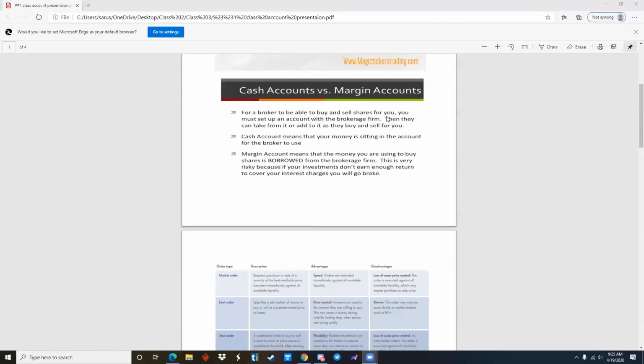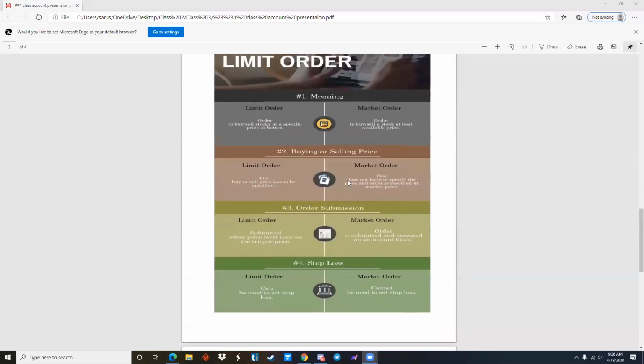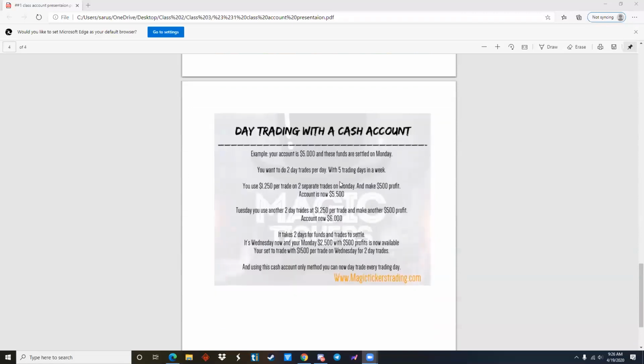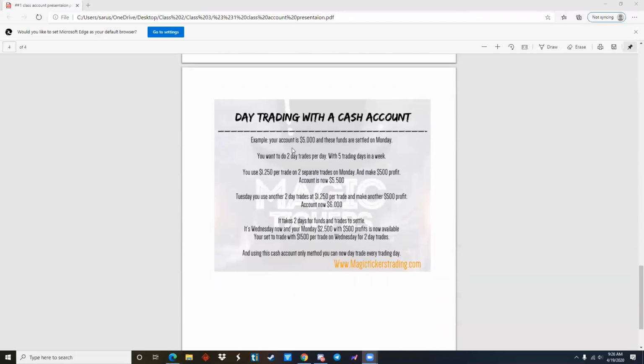For brokers to be able to buy and sell shares for you, you must set up an account with the brokerage firm. Then they can buy and sell for you. Cash account means that your money is sitting in the account for the broker to use. Margin account means that the money you're using to buy shares is borrowed from the brokerage firm. This is very risky, because if your investments don't earn enough return to cover your interest charges, you will go broke. It's like I was talking about in the beginning: don't use the margin credit to expand your horizons and go larger than the amount you have in there. So here's an example with a $5,000 account day trading with a cash account.